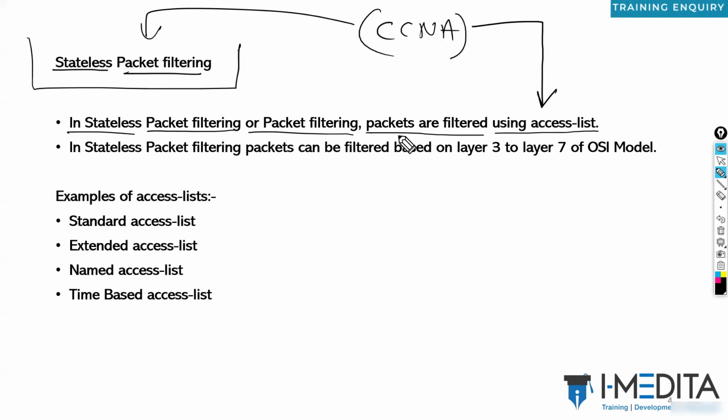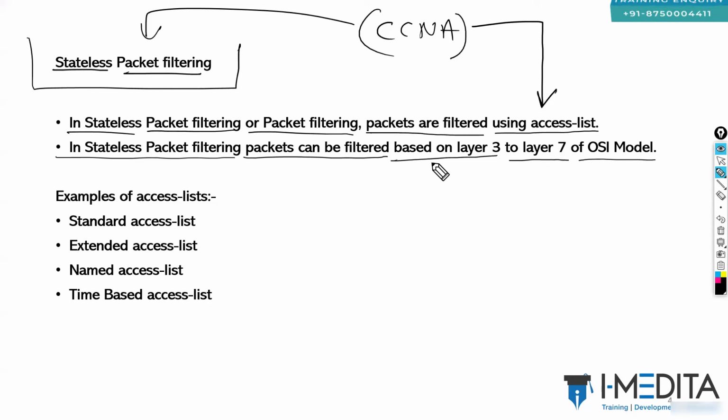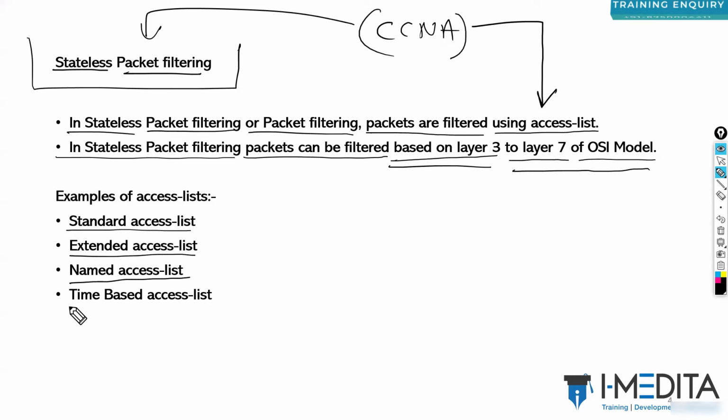In stateless packet filtering, packets are filtered using ACL, and packets can be filtered based on layer 3 to layer 7 of the OSI model. When we use ACL, we can filter the traffic from layer 3, the network layer, to the application layer. Now we want to know how many types of access list we can use here. For example, you can use standard access list, extended access list, named access list, or time-based access list.